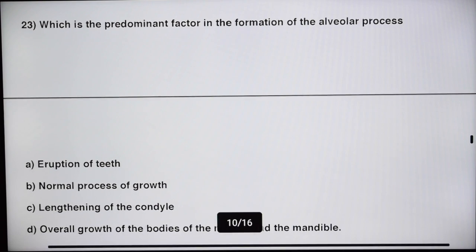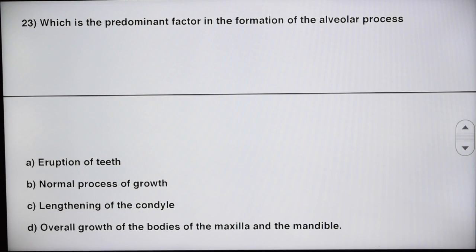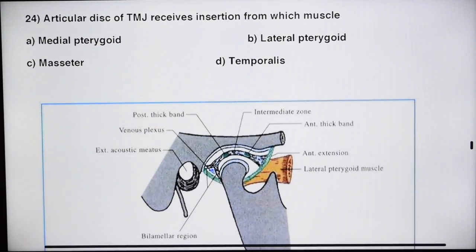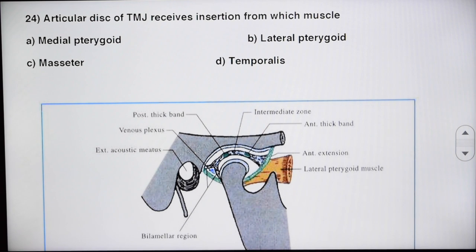Moving on to the next question, which is a predominant factor in formation of alveolar process? Eruption of teeth, normal process of growth, lengthening of condyle, overall growth of bodies in maxilla and mandible. So eruption of teeth is a primary factor involved in the formation of alveolar process, right? That's very important.